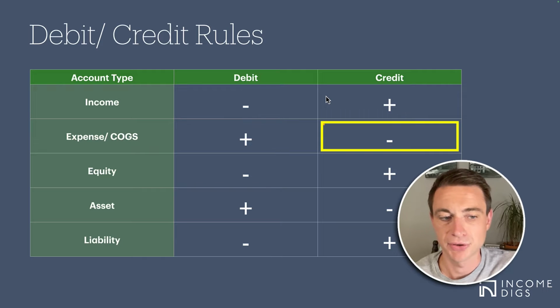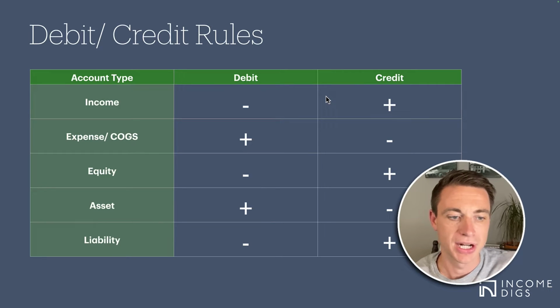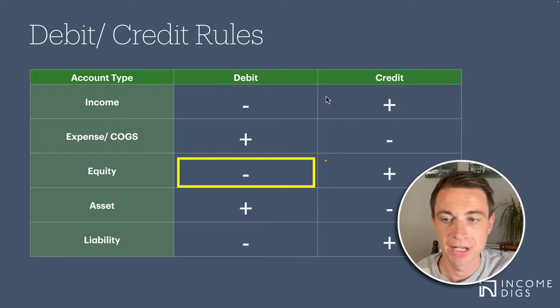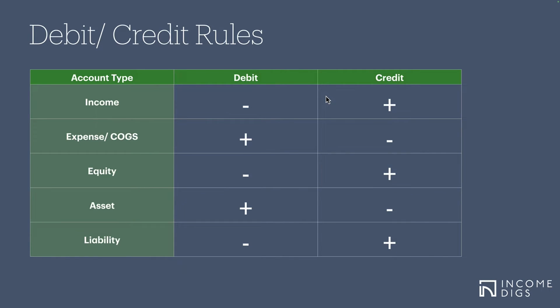To decrease it, we use credit. The next 3 are all balance sheet accounts: equity, asset, and liability. For equity, to decrease it, we debit. To increase it, we credit. Assets, opposite. To increase it, we debit. To decrease it, we credit. And liabilities is the same as equity.